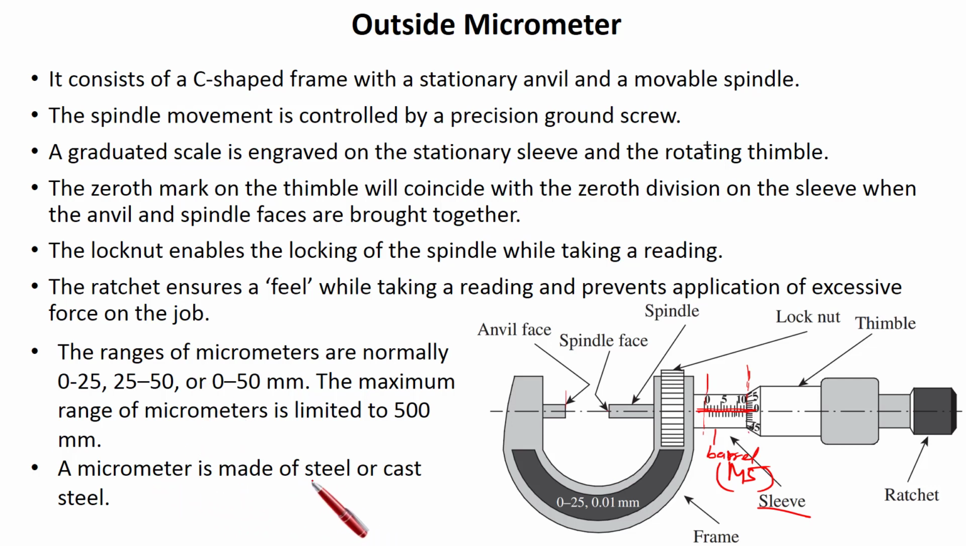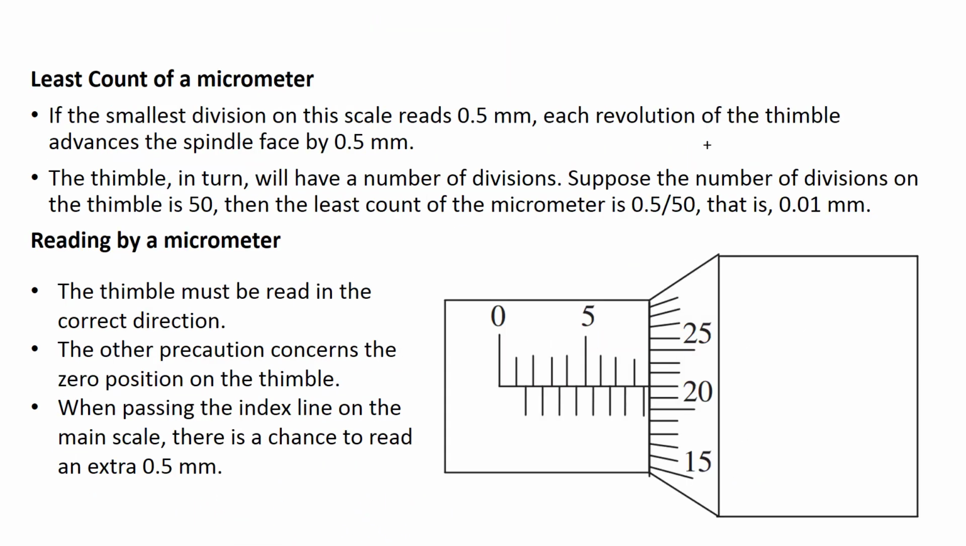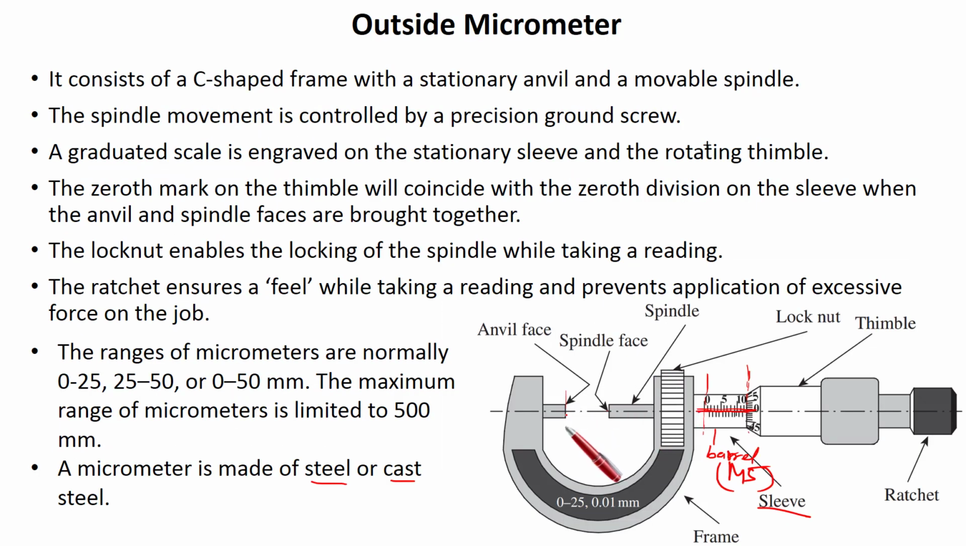First of all, see here the material is given. It is sometimes made up of steel or cast steel, and some kind of hardening is done. The anvil faces and spindle faces are hardened, so you can use tungsten carbide, tungsten carbide. Okay, so this tungsten carbide is very very hard material. You must have studied in the third semester about the tool materials, cutting tool materials. So there you have studied about tungsten carbide. Tungsten carbide is very hard material and it resists any wear and tear. So that's why the anvil faces and the spindle faces are coated with tungsten carbide.